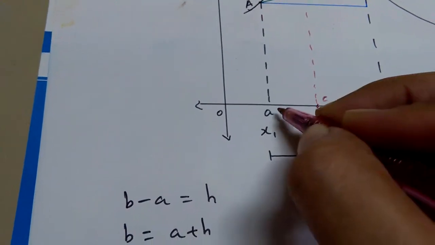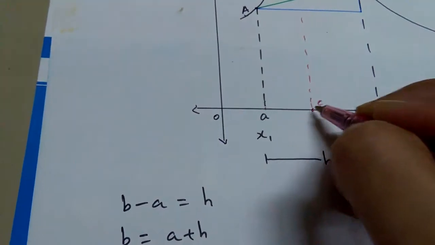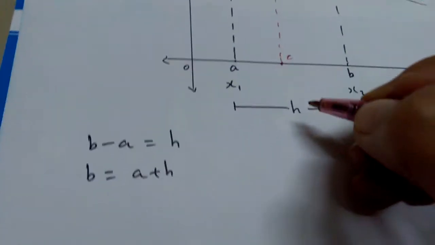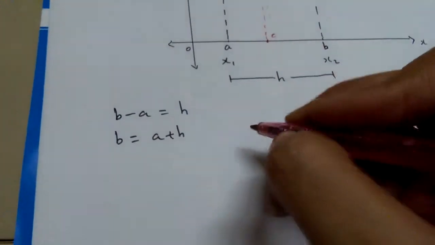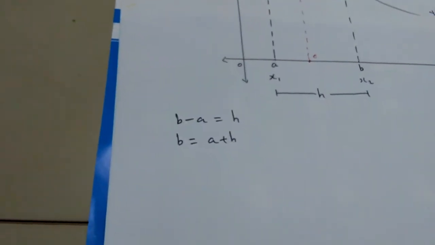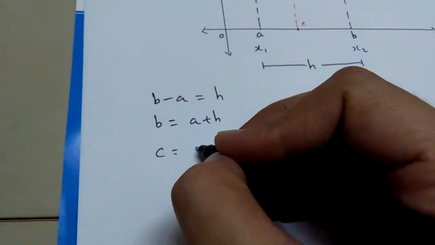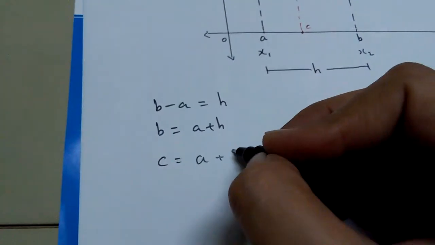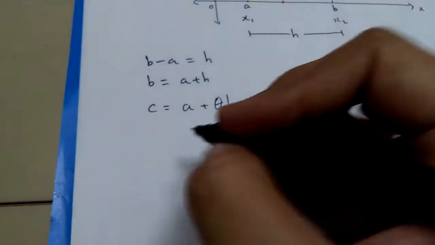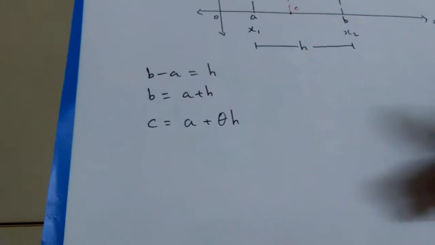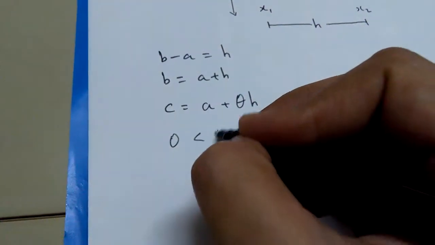So what is going to be the distance between these 2 points? Obviously it is going to be less than your h. So how about if we just try to represent C by means of a plus theta h. Now the question arises what exactly your theta is. So theta could be any proper fraction. Its value should lie between 0 and 1.